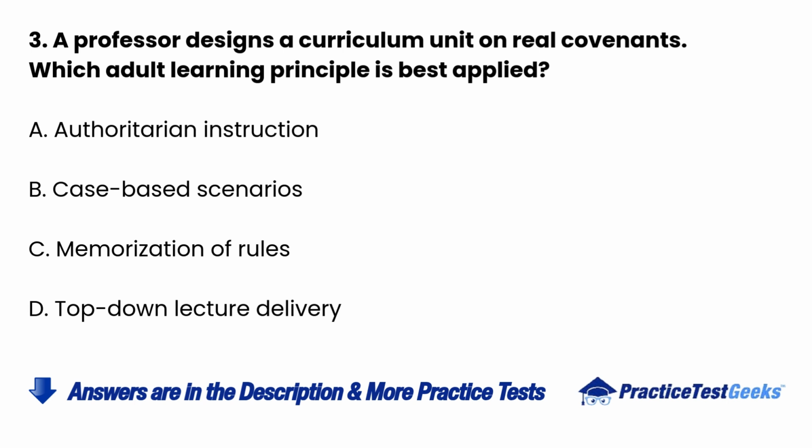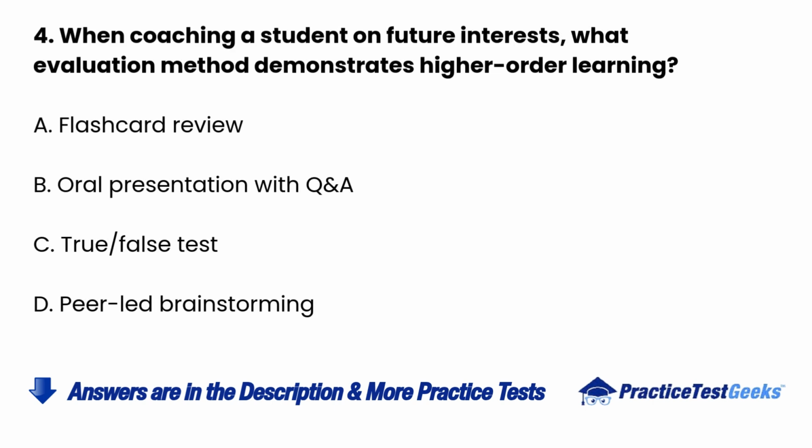3. A professor designs a curriculum unit on real covenants. Which adult learning principle is best applied? A. Authoritarian instruction. B. Case-based scenarios. C. Memorization of rules. D. Top-down lecture delivery.